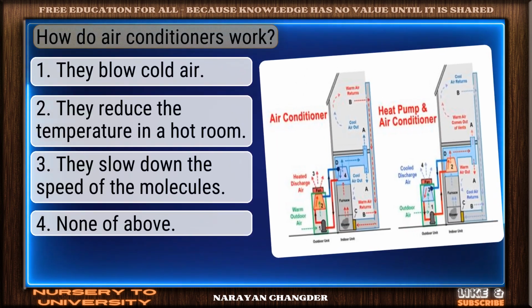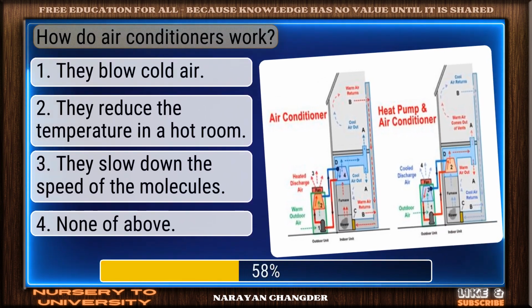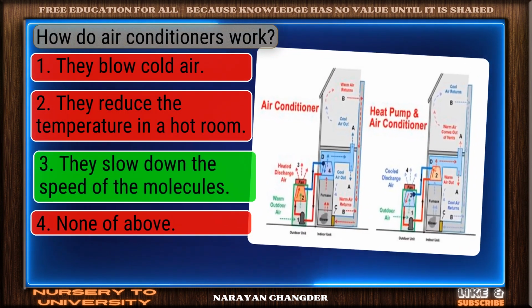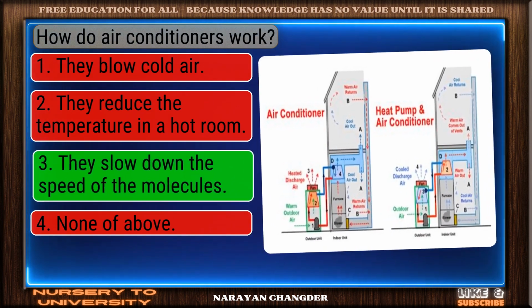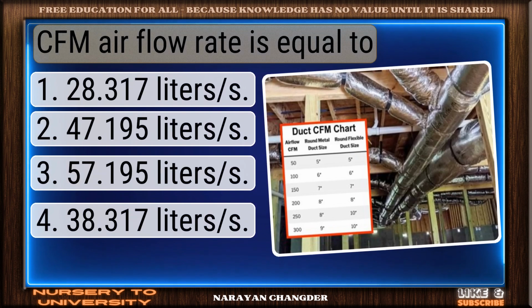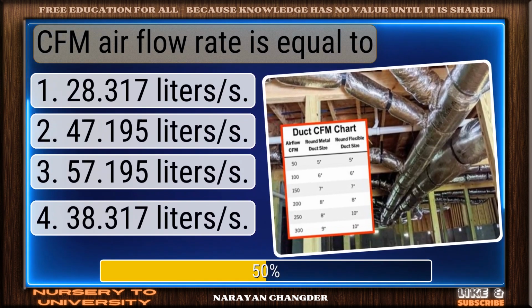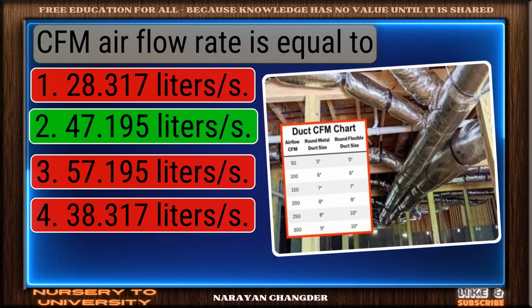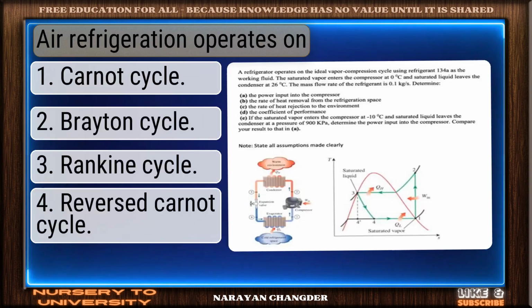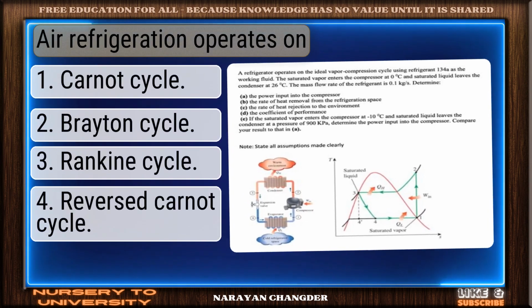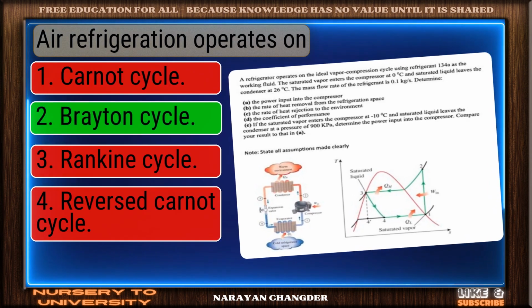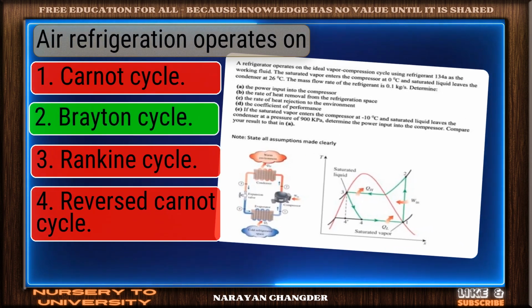How do air conditioners work? Nicely done. They slow down the speed of the molecules is a solid answer. CFM airflow rate is equal to. Nice work. You chose 47.195 liters and it is correct. Air refrigeration operates on. Valid point. Brayton cycle is true.